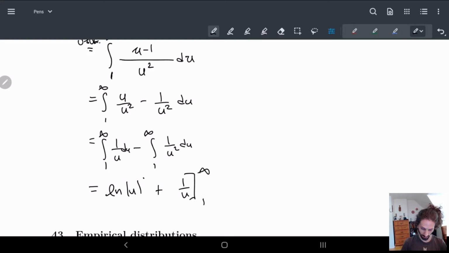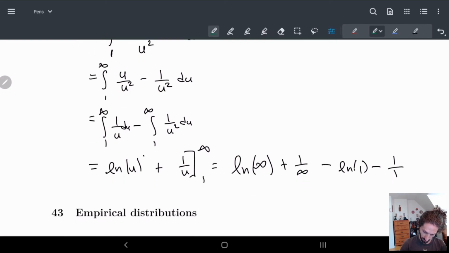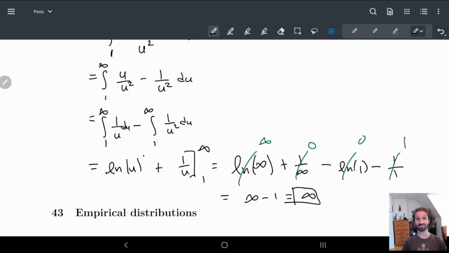So what is this? This is natural log of infinity. Again, this is technically wrong. Plus 1 over infinity, minus natural log of 1, minus 1 over 1. Let's see what these give me. This gives me 0, this gives me 0, and this gives me 1. And natural log of infinity is actually infinity. So what do we have? We have infinity minus 1, which is infinity. So our expected value is infinity.